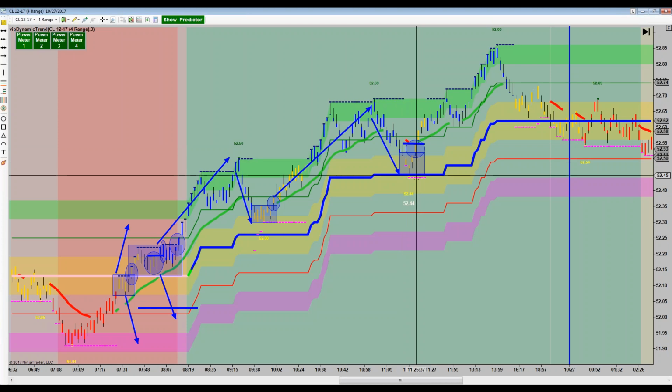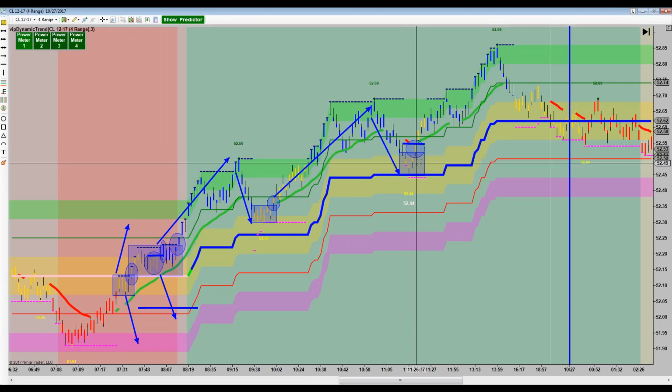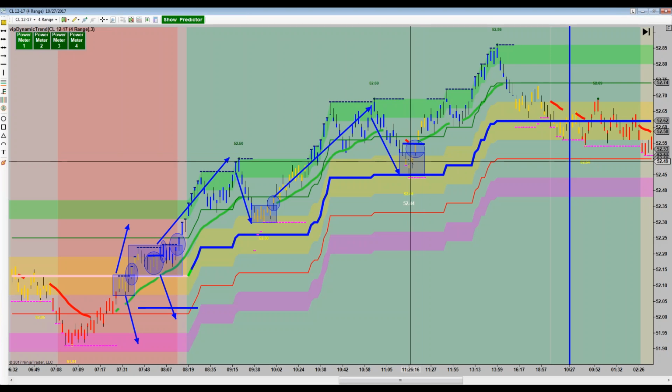Everybody see that? Location-wise, that would have been right around the box between 52.45 and the upper end of the box, 52.50. So right in here. I see quite a few of you got that. Yeah, so that's the two long trades from here.